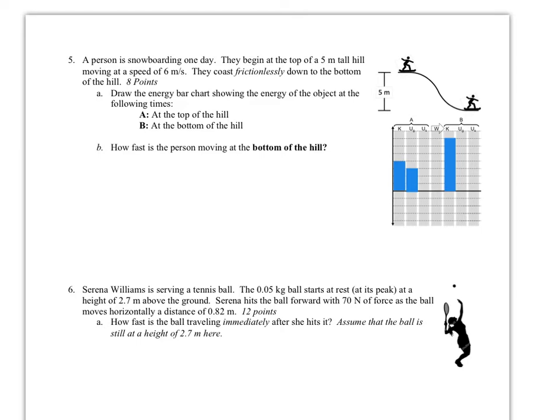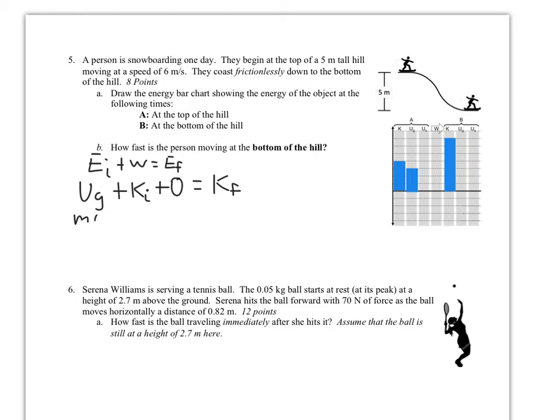Math-wise, what we're looking at is, again, we're going to start with E initial plus work equals E final. So we have UG plus K to start. No work is done here, once again, because there's no friction. And we end with kinetic. What I sometimes do is I'll say K initial and K final, just to indicate that even though we have kinetic at both places, we know it's not the same amount because the velocities are going to be different.